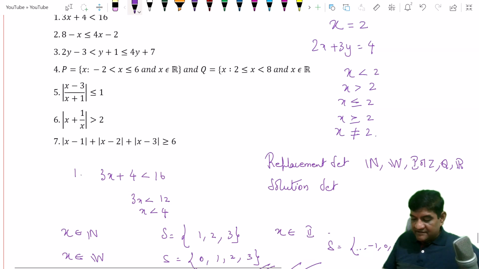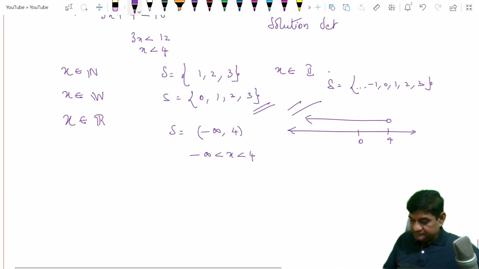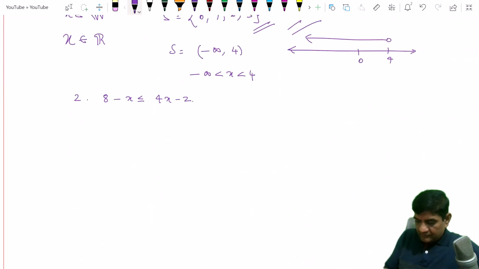8 minus x less than or equal to 4x minus 2. This question again, we solve it as normal, which is transposing the variable to the left hand side and the constants to the right.